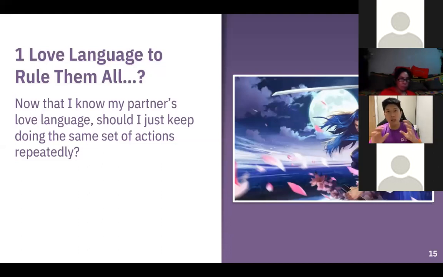Okay, so it's not one love language to rule them all, it's a variety, but that one particular one that suits them, this will be the one that can really, really turn a bad day or a bad relationship or a bad situation around. Can?